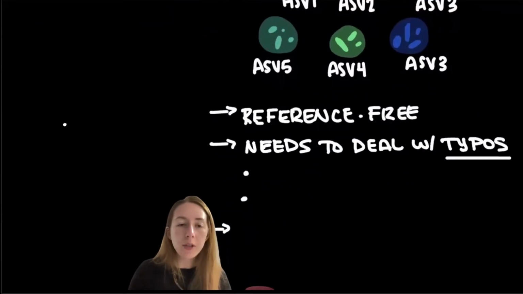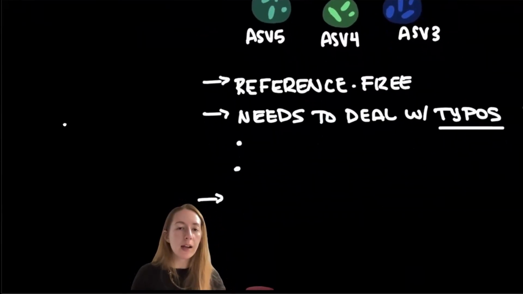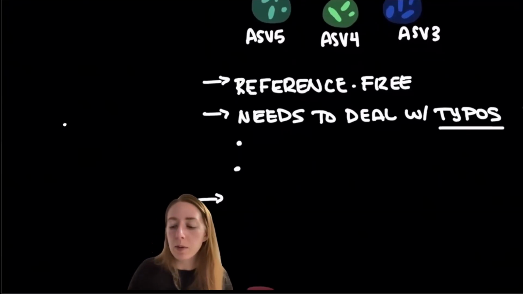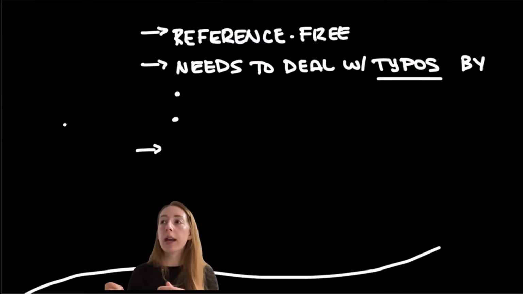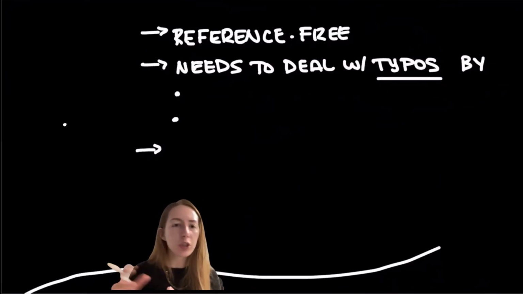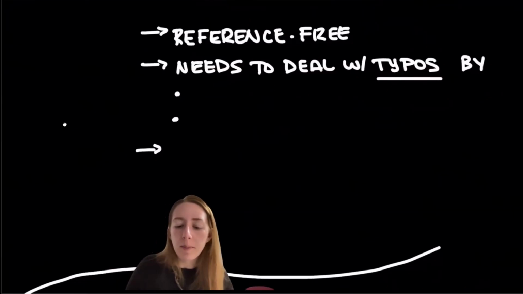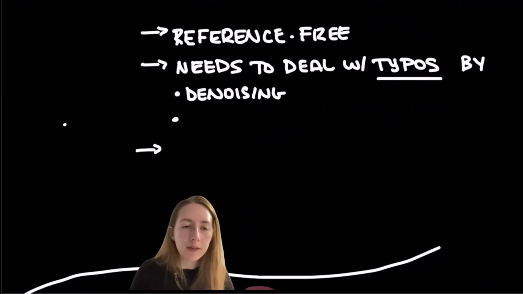However, you might imagine that sequencing is not error-free. There are going to be typos. So how do we make sure that it's not creating a new taxa, a new genus, a new species, just because it found a typo somewhere? Well, it takes care of this with different methods called denoising.